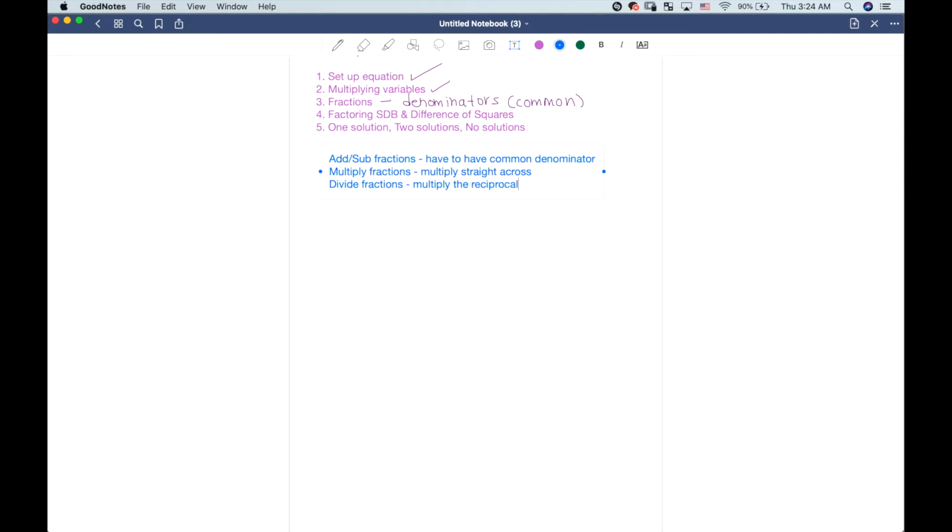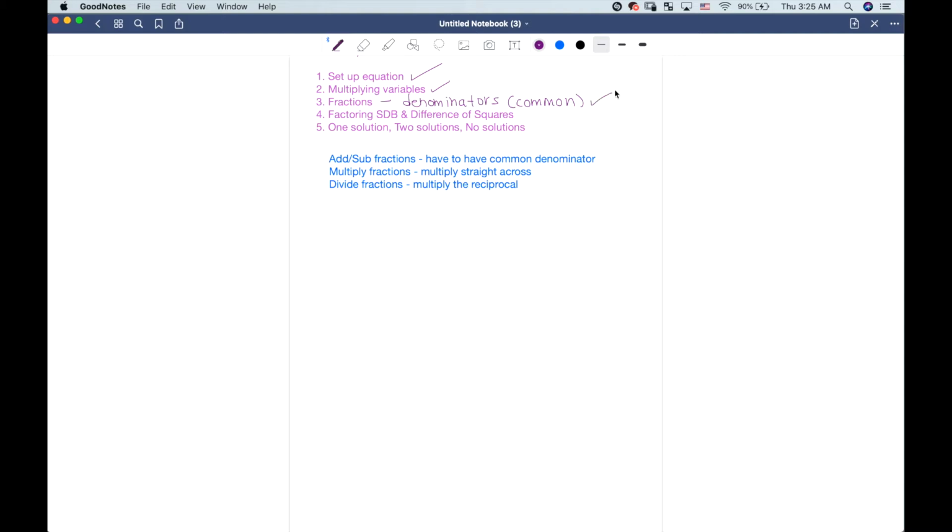So again, when you're adding and subtracting fractions, you have to have a common denominator. When you multiply fractions, you just multiply straight across. When you divide fractions, you multiply the reciprocal. And I will explain it again once we get there, but this is what you need to know.